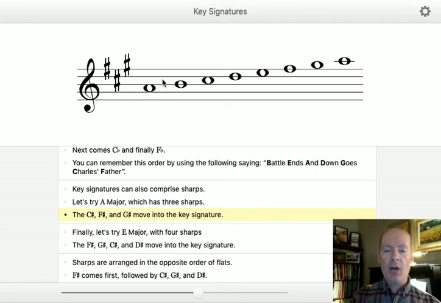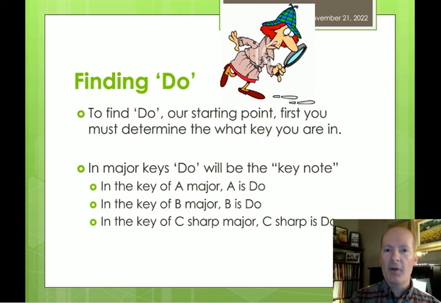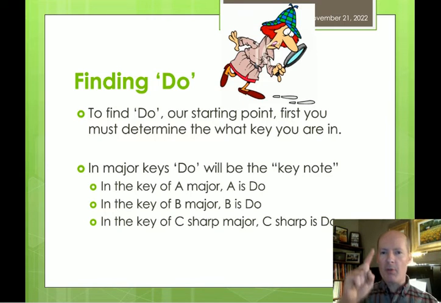Okay, so now I can identify this scale, I can build it, I can make a key signature based on that scale. So what if I have a piece of music and I need to find out what do is based on the key signature? Well, of course, there is a method for finding do. First, you must determine what key you're in. In major keys, do is the key note.